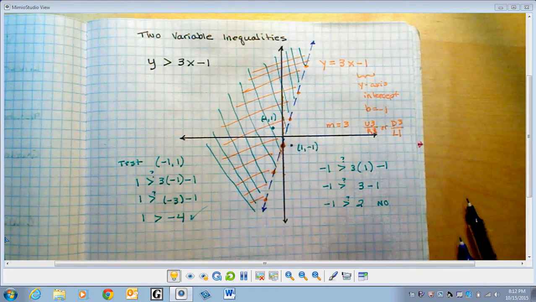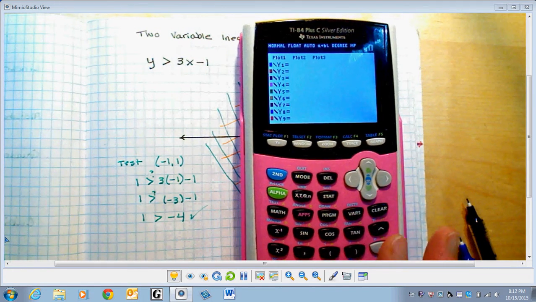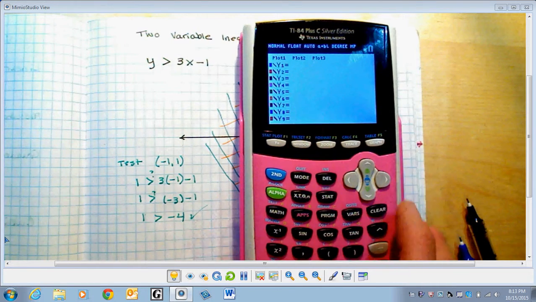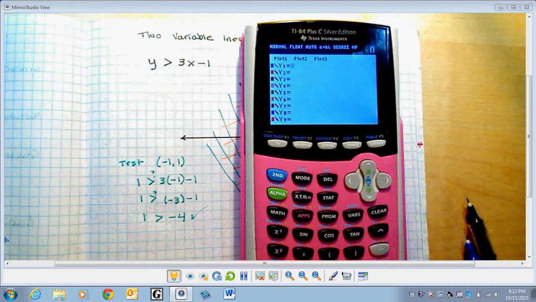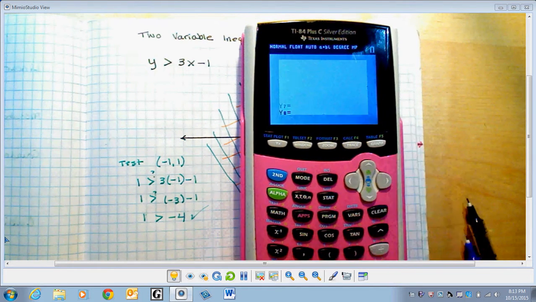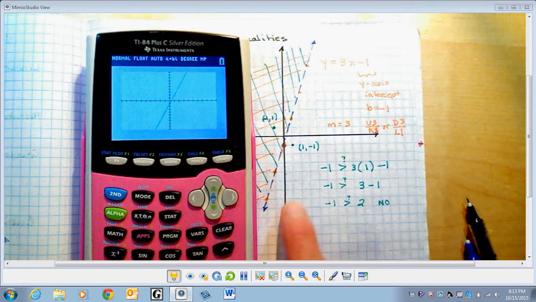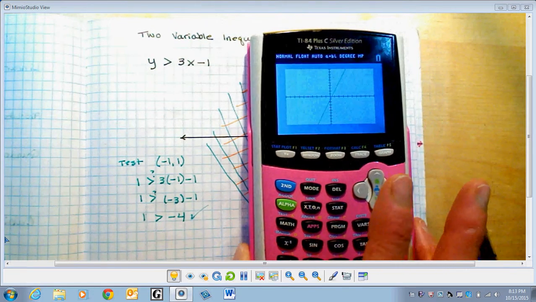Okay, so that's how we do it without a calculator, but let's do it with a calculator. Hopefully the calculator screen will show. I turn my calculator on. Notice I'm in the y equals screen, so push y equals and get this screen. Don't worry about that inequality right now. Let's put in our function, which is 3x minus 1. When I go to graph that, I just get a line. There's my line. In fact, that's the same line that I graphed here. It's solid though, because remember, I did an equals.